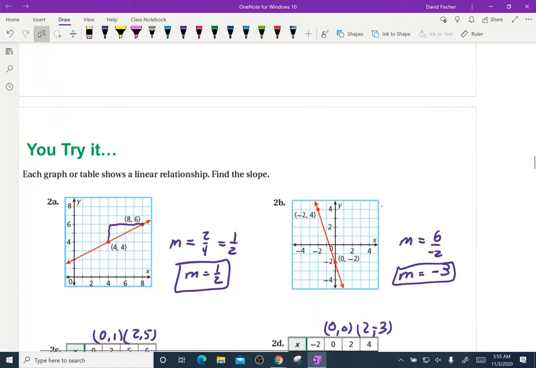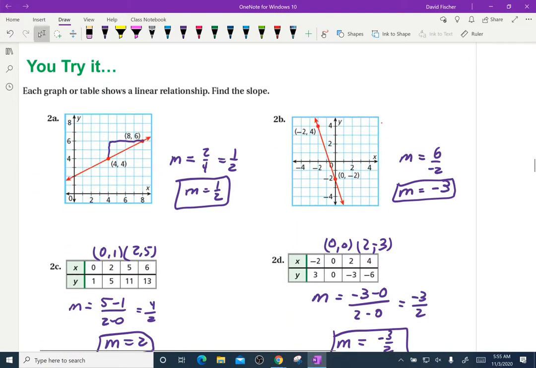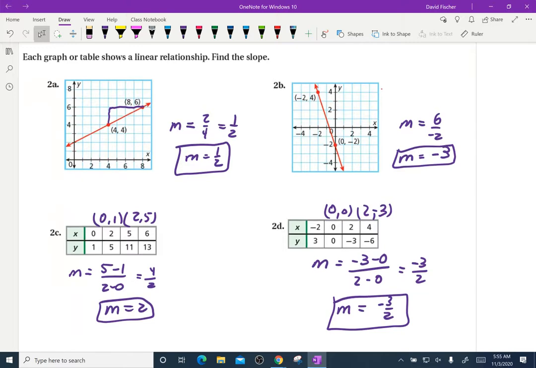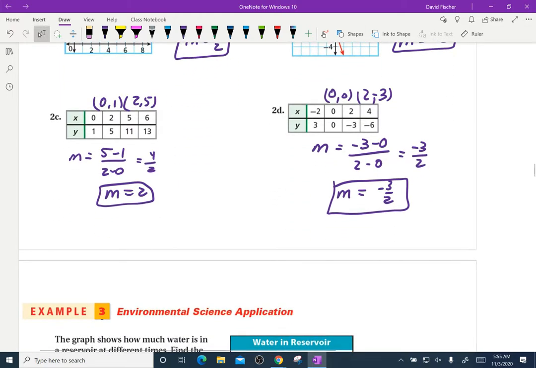Okay, let's see how we did. I got m equals a half on the first one. On B, I got m equals -3. I did the rise and run on both my graphs. On problem number 2, I used the formula. I got m equals 2. You can see the coordinates that I used up above there. And on 2D, I got m equals -3/2.